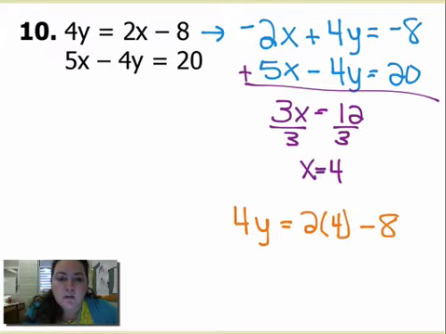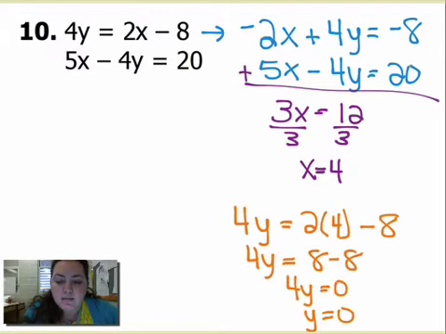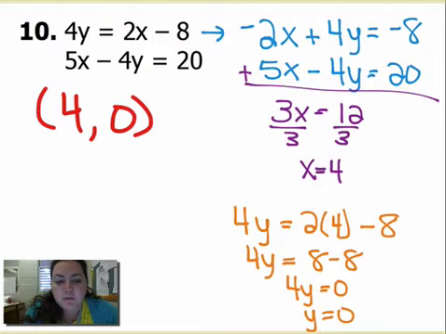So then I can plug 4 into one of the equations. I get 4y equals 8 minus 8. 8 minus 8 is 0. So I get 4y equals 0 or y equals 0. So my solution is 4, 0.